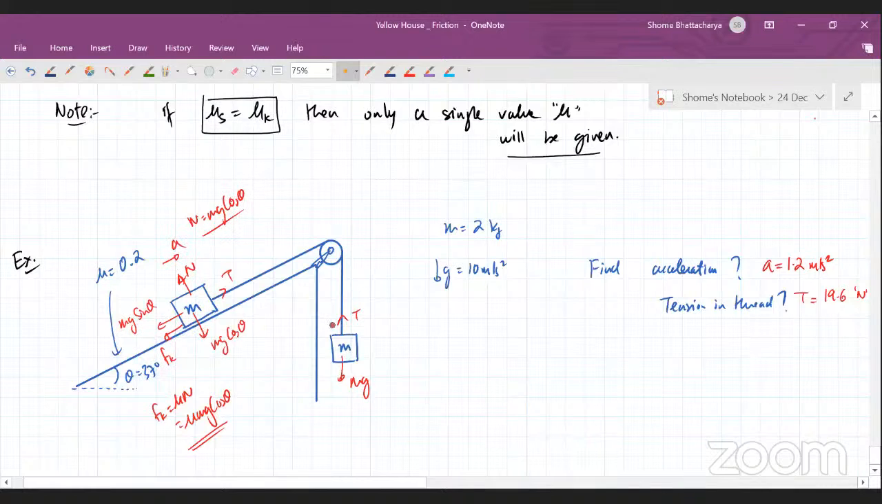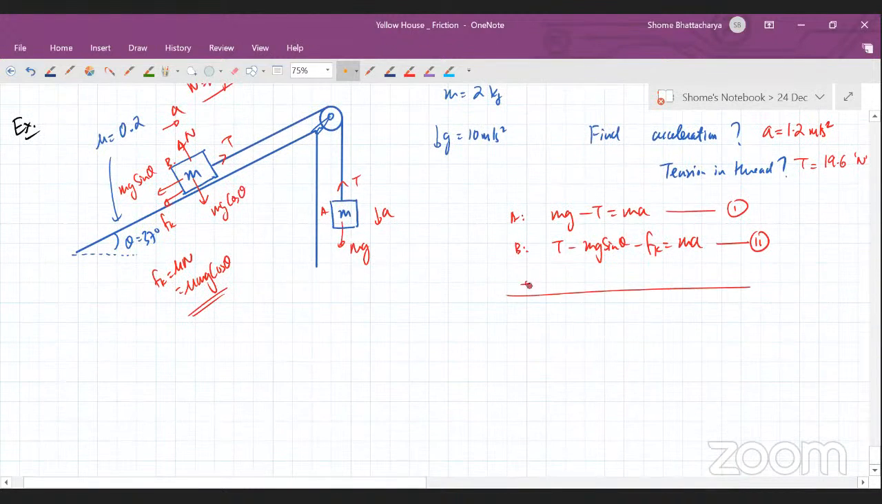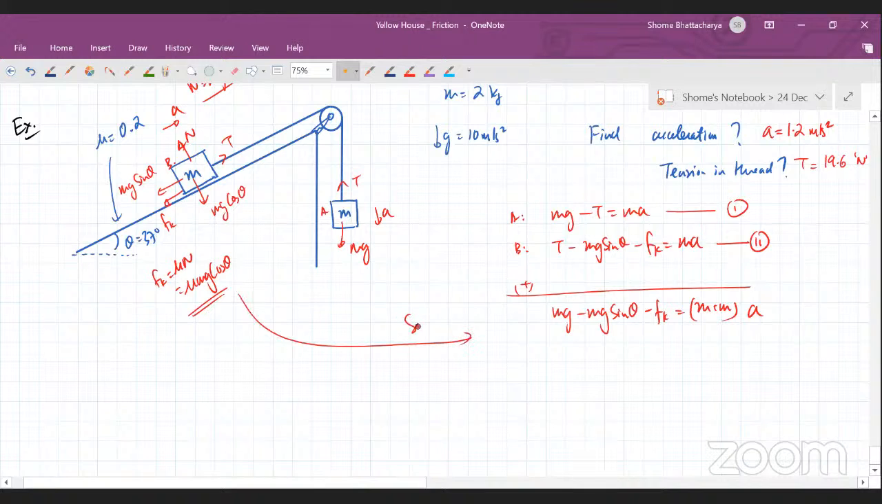So now this has an acceleration a, this has a downward acceleration a. So we have mg minus T is equal to ma. That's for this block, let's say. And this block is B. So for B we have T minus mg sine theta minus kinetic friction is equal to ma. Second equation. So you can add these two equations. And you can substitute this value here.